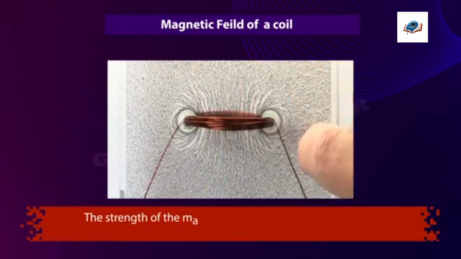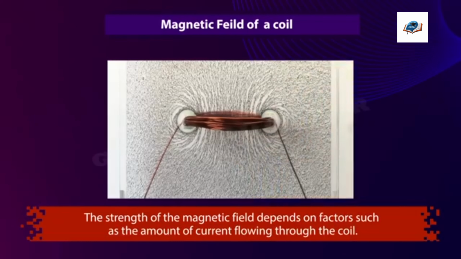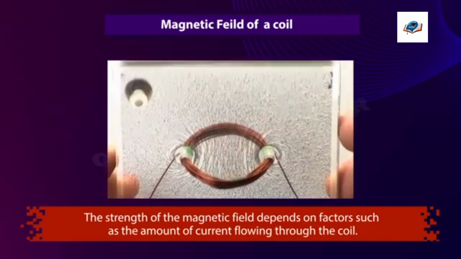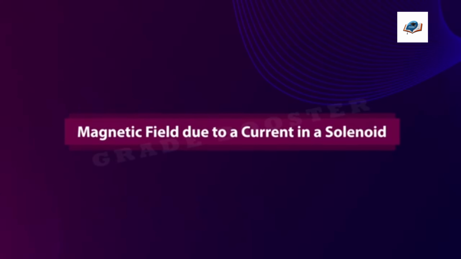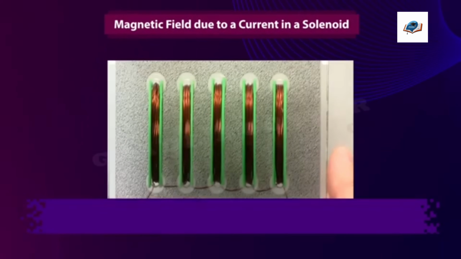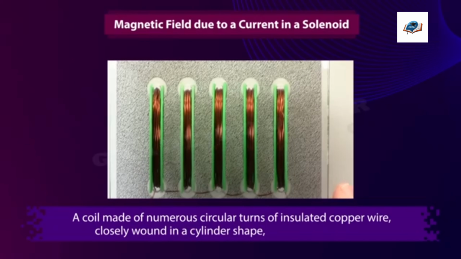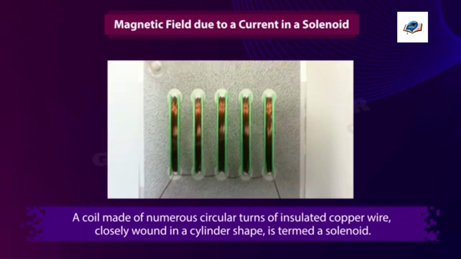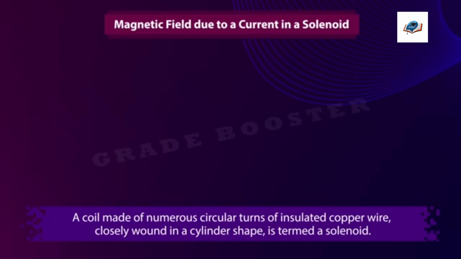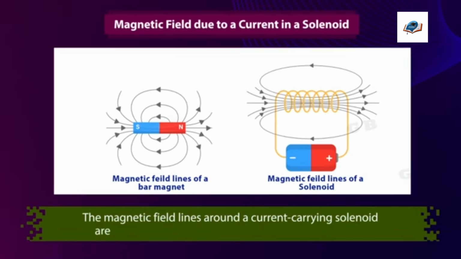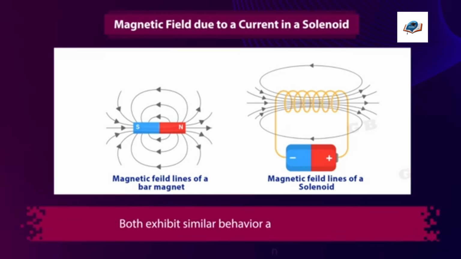The strength of the magnetic field depends on factors such as the amount of current flowing through the coil. Magnetic field due to a current in a solenoid. A coil made up of numerous circular turns of insulated copper wire closely wound in a cylindrical shape is called a solenoid. The magnetic field lines around a current-carrying solenoid are similar to the magnetic field lines of a bar magnet. Both exhibit similar behavior and appearance.